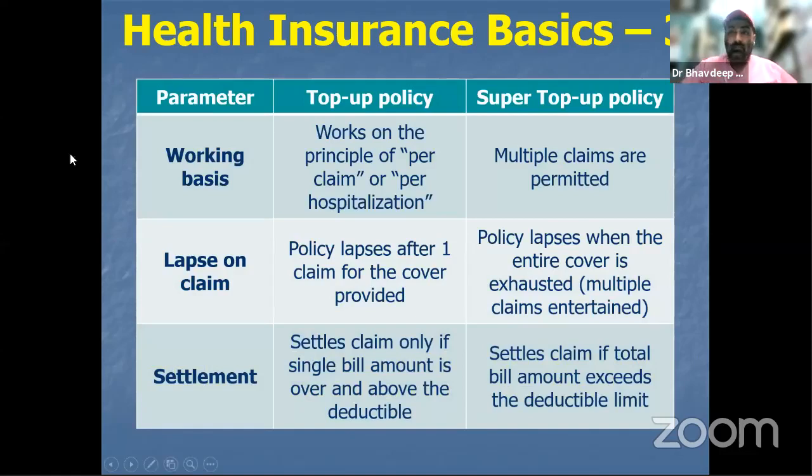So let's look at it in the tabular form and check out which are the differentiating principles. So it is the principle of per claim or per hospitalization only once.